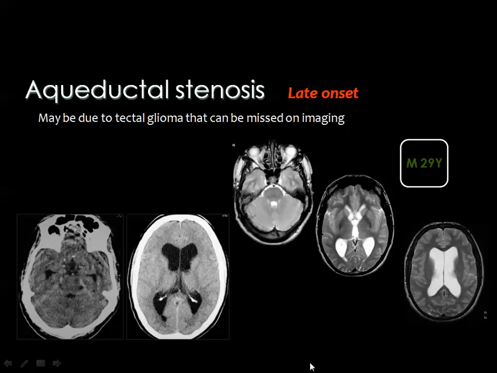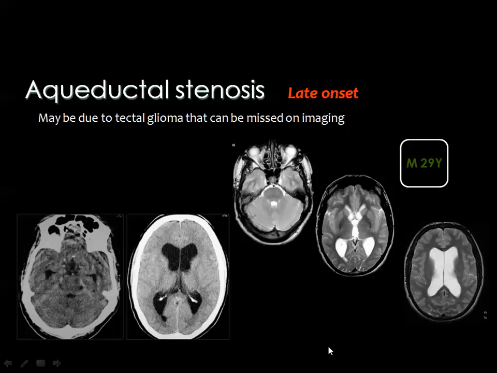And one of the important notes is if you see the manifestations of aqueductal stenosis in an adult, then be careful. You see here in this particular example that the lateral ventricles are dilated and the fourth ventricle is not. And in this MRI, you see the lateral ventricles are dilated, the third is dilated, but the fourth is good. Then this is known as late onset aqueductal stenosis.